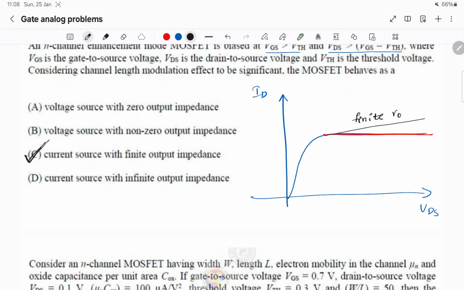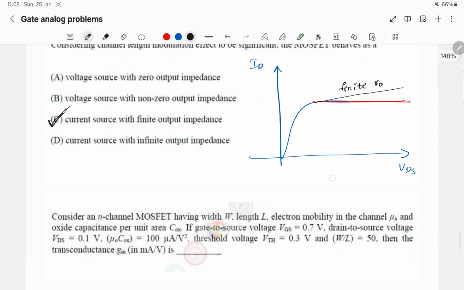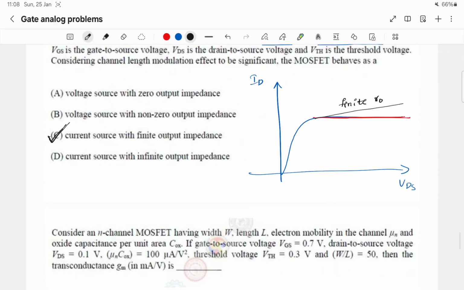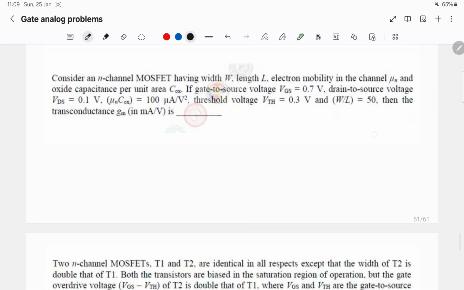This is the question: it will have finite or not output impedance. This is like an ideal current source. This is a practical current source with some finite output impedance.